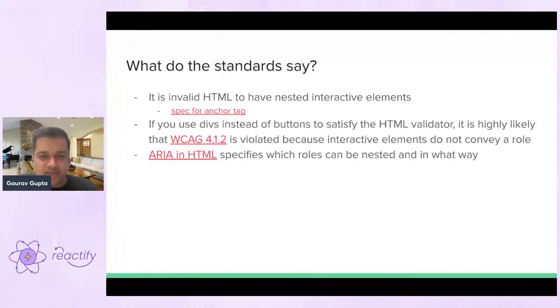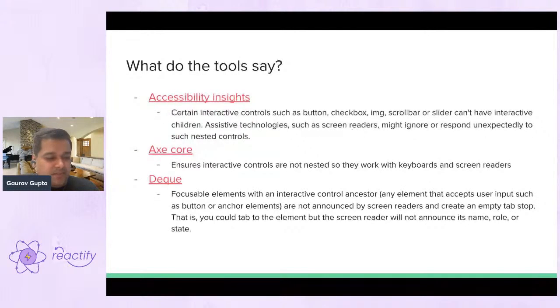Similarly, there is a spec for ARIA and HTML which exactly specifies what roles can be nested, which elements can be nested, and in what way. So it's worth going through if you are actually getting into some problem related to nested interactive elements. Any kind of accessibility tooling, if you use anything for manual testing or automated testing, will also tell you that this is a problem. I've just listed two or three popular tools and how they report these errors and what kind of suggestions they make.